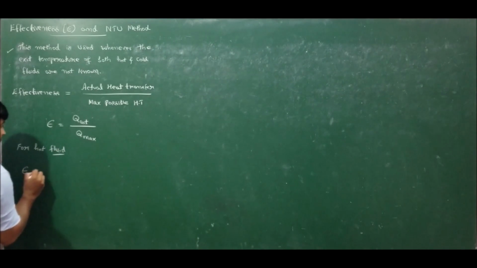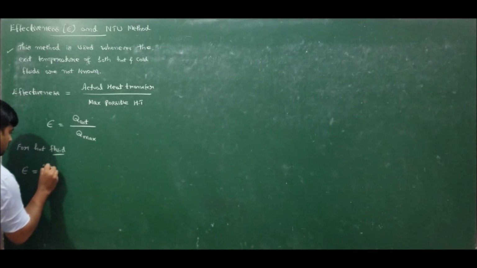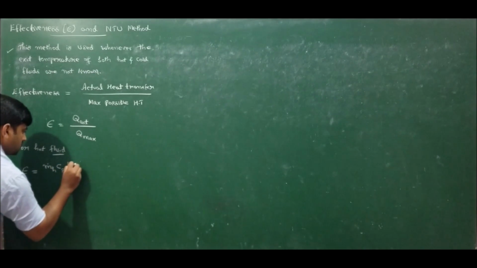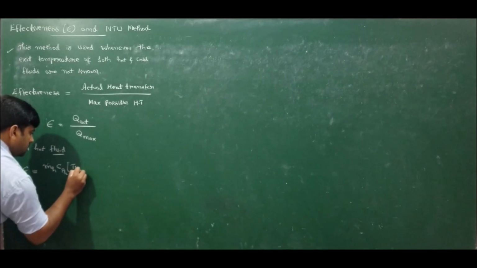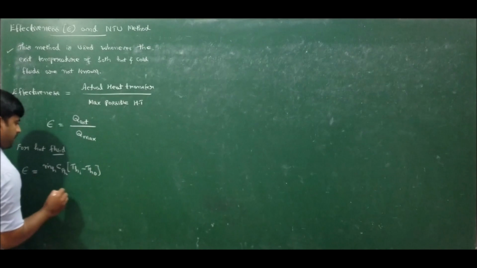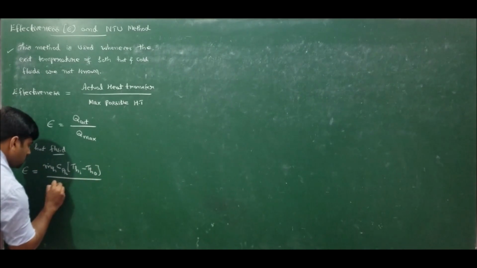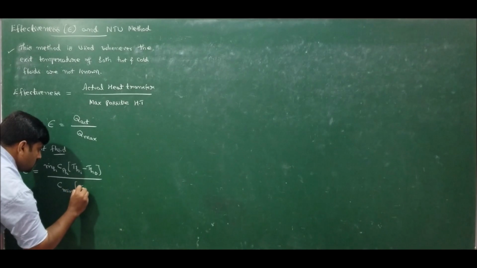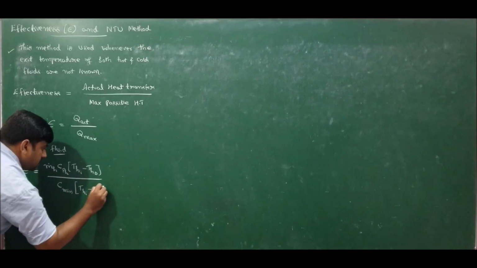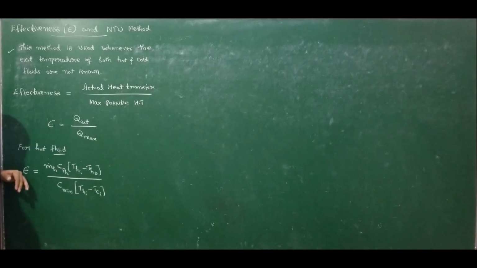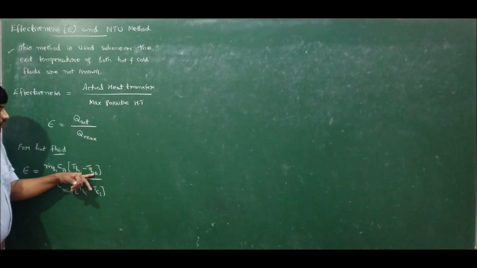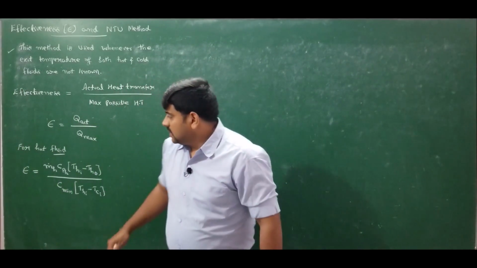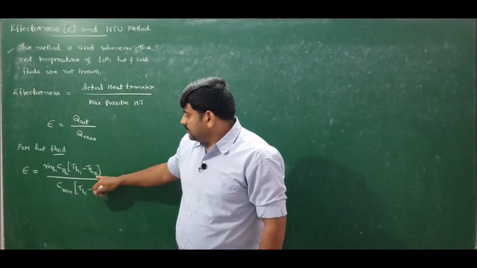So for the hot fluid, the effectiveness of a heat exchanger based on hot fluid is written as mass flow rate of hot fluid times Cp of hot fluid times the heat lost by the hot fluid, so it is Thi minus Tho, divided by C minimum. So the maximum possible heat transfer is given by C minimum times Thi minus Tci. If you observe, we have only one exit temperature, that is the hot fluid outlet temperature. Therefore, by knowing the effectiveness of the heat exchanger, the inlet temperatures, the mass flow rate and specific heat, I can find the exit temperature of the hot fluid.